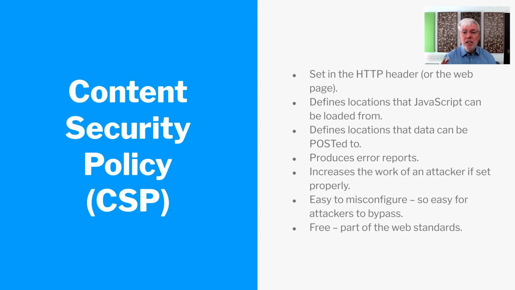This prevents malicious JavaScript that's not been defined in the CSP from being loaded and can stop data being sent to unauthorized destinations. Additionally, CSP can be configured to produce a report if a browser tries to load JavaScript from any location that's not defined. And if it's correctly configured, it really does make it hard for an attacker to get rogue JavaScript onto your web page. Unfortunately, CSP is quite easy to misconfigure, and a single misconfiguration can allow it to be bypassed. However, it is built into every web browser, and it's part of the web standards, so there's great advantage in that it is completely free to use.